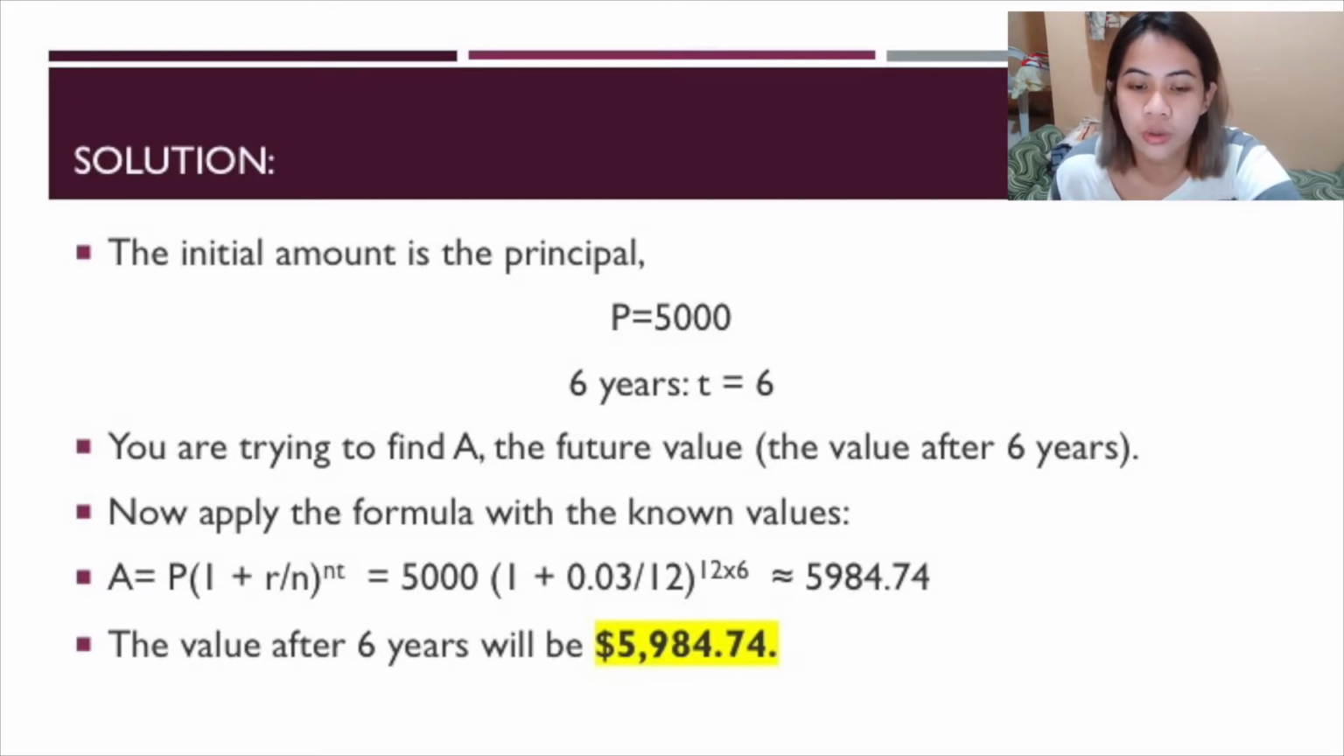The first thing we need to do is to find A. The procedure is simple as we are going to substitute the values in the said formula. So it will become 5,000(1 + 0.03/12)^(12 × 6). It will then equal 5,984.74. So therefore, the value after 6 years will be $5,984.74.